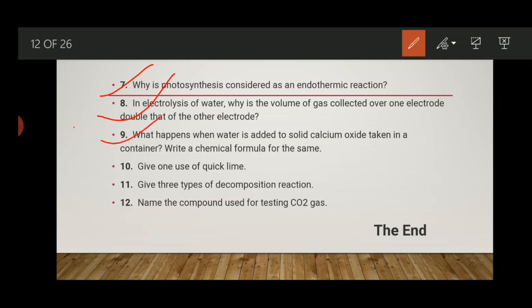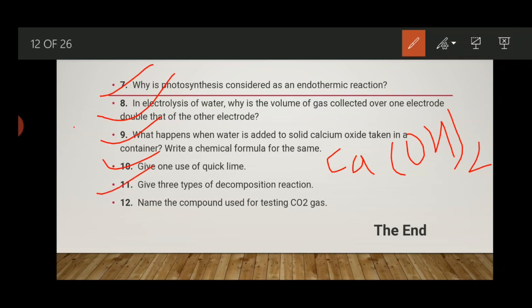Ninth question is, what happens when water is added to solid calcium oxide taken in a container? It undergoes a chemical change and forms slaked lime. The formula of slaked lime is Ca(OH)2, calcium hydroxide, which you have to write down. In the 10th question, you have to give one use of quicklime. Quicklime is used for many purposes, such as painting, whitewashing and so on.